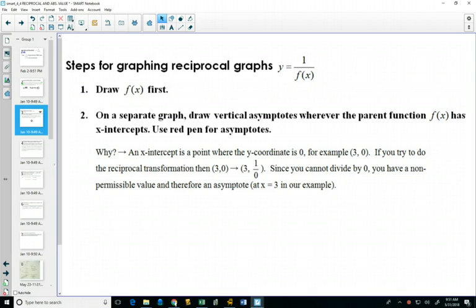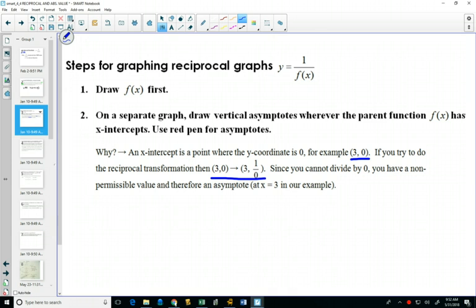And then the second thing we're going to do is look at asymptotes. If you have an x-intercept on your original graph, for example 3, 0, and the only rule is that y value changes to 1 over y, then that point is going to change to 1 over 0. What's the problem with that? Can't divide by 0.